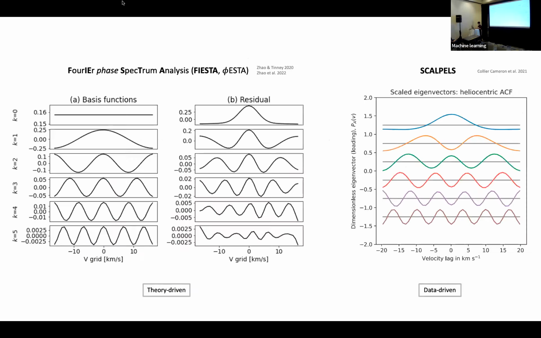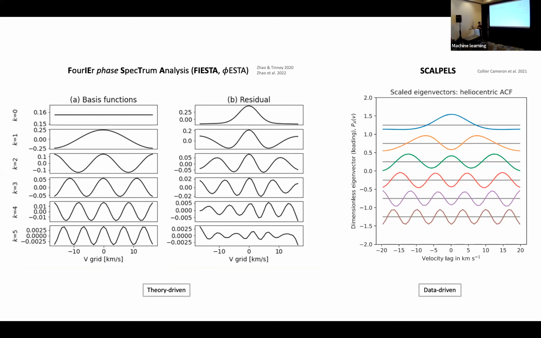So what FIESTA does, as it shows here, is use a set of orthogonal Fourier functions. In comparison, what SCALPELS does is also extract the information that is insensitive to the Doppler shift. Quite interesting here is that the first few modes of FIESTA and the first few principal components of the SCALPELS derived from the ACF, the autocorrelation function of the CCF, are the same.